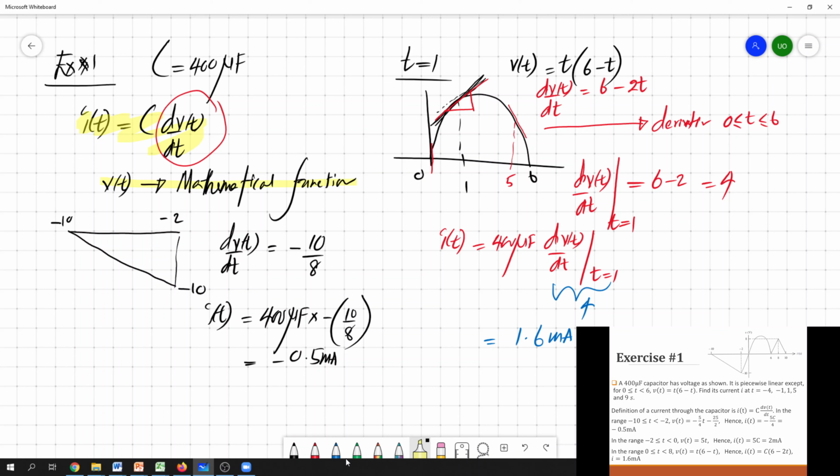So I just gave simple examples of how to evaluate the current when the trend is linear, and how to evaluate the current when the trend is not linear but mathematically defined. So this is a very simple example.